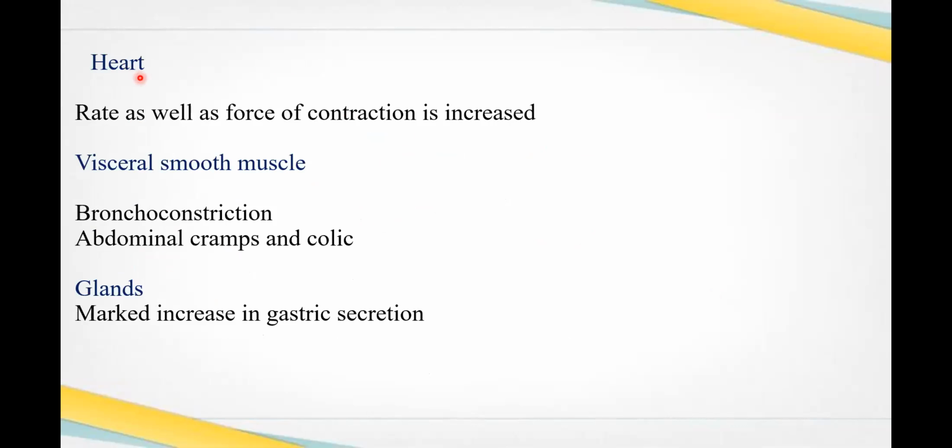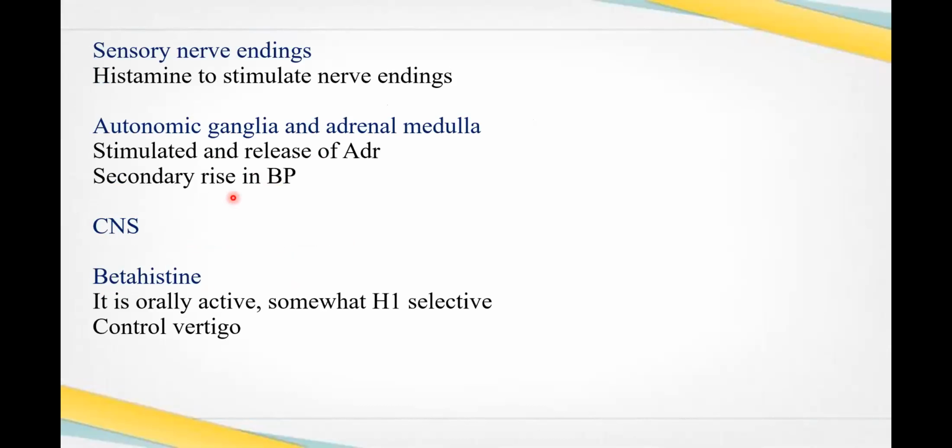Then the effect of histamine on the heart: the rate as well as the contraction will be increased. In visceral smooth muscle, histamine causes bronchoconstriction, and abdominal cramps, that is intestinal contraction, which causes colic pain. In glands, it causes increased gastric secretion. So first we are just having a look at the histamine actions. Then sensory nerve endings: histamine will stimulate the sensory nerves. That is why when we have some allergy, there will be itching, burning sensation, etc. Then autonomic ganglion and adrenal medulla: there will be increased release of adrenaline.